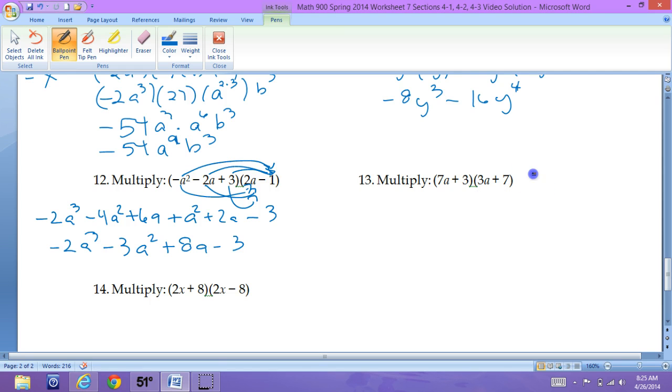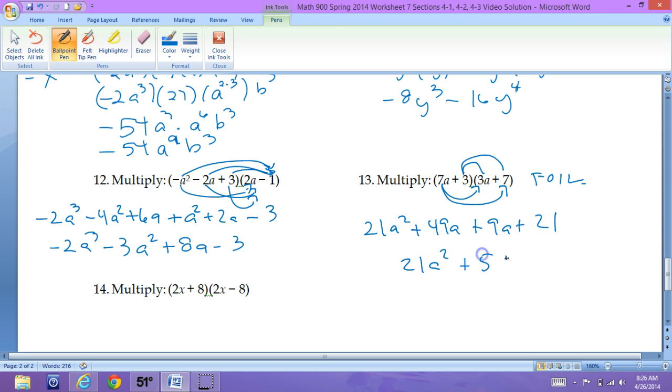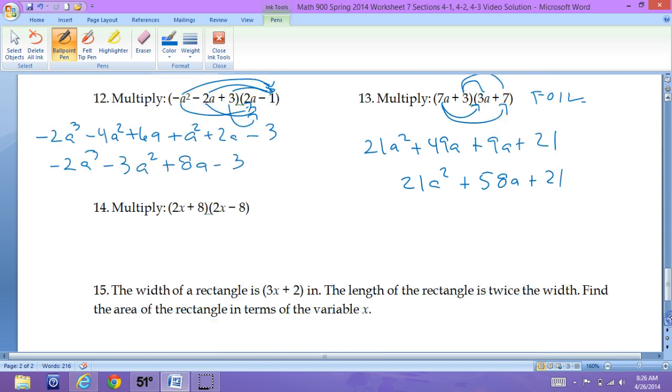So we're going to do the FOIL method that we discussed in video lecture, or the arrow as well. FOIL are the first ones. So 7a times 3 is 21a squared. Outer, 7a times 7 is plus 49a. Inner, 3 times 3a is plus 9a. Last, 3 times 7 is 21, and then you combine like terms. So it's 21a squared plus 58a. If my arithmetic is correct, you will tell me if it's not.